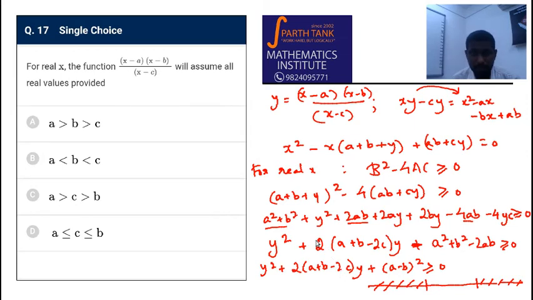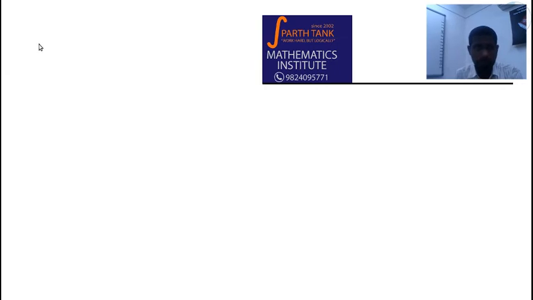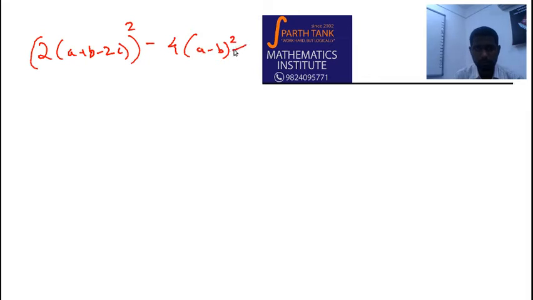Therefore, if this function y should have all real values, that is including this also, then it should not have any real roots. Okay? If there are any real roots, then the region between those roots will be excluded because of this inequality. So this equation should not have any real roots. What is that condition? B squared minus 4ac of this equation should be less than or equal to 0. So the b squared would be 2 into a plus b minus 2c the whole square minus 4ac would be 4 into a minus b the whole square. This should be less than or equal to 0.